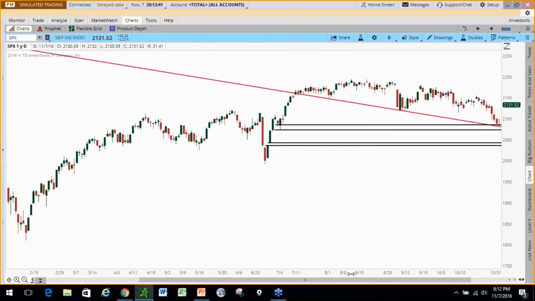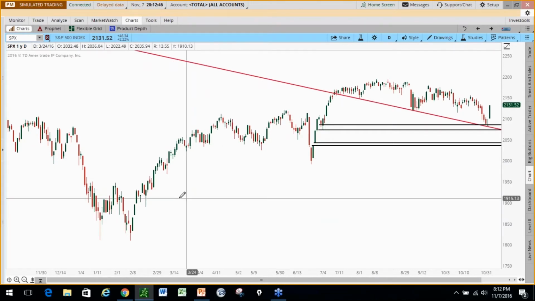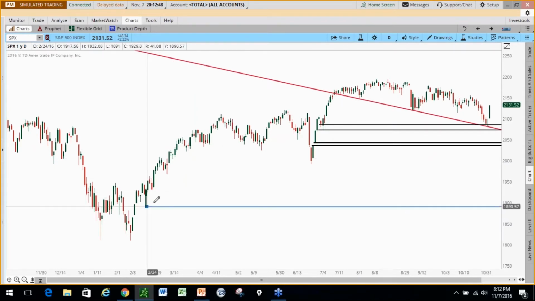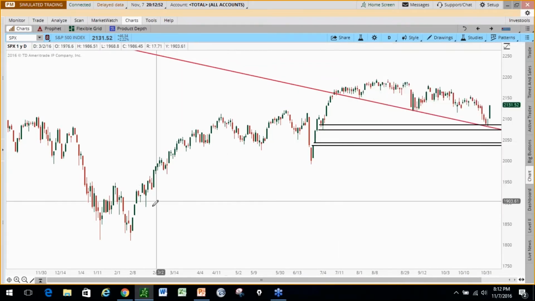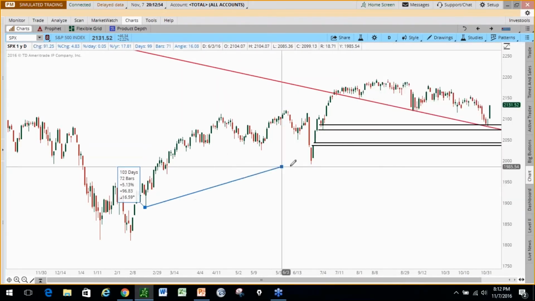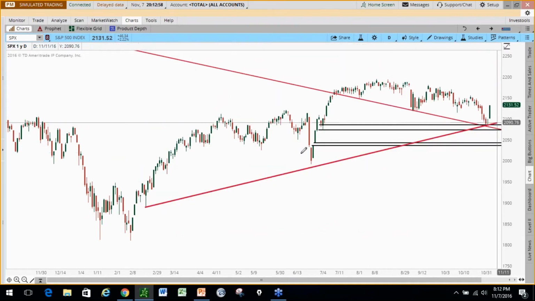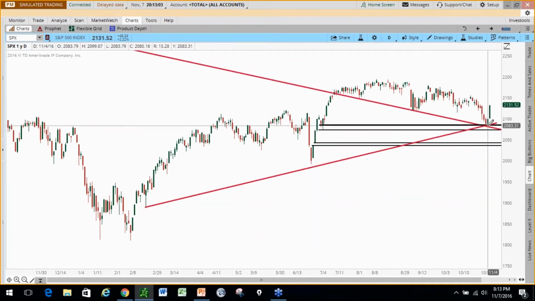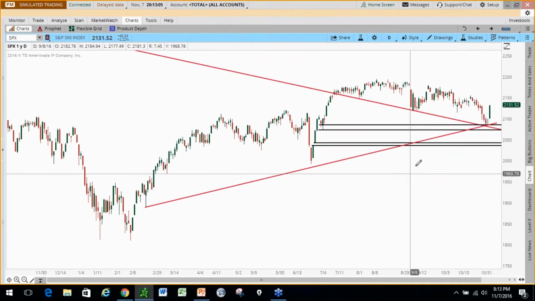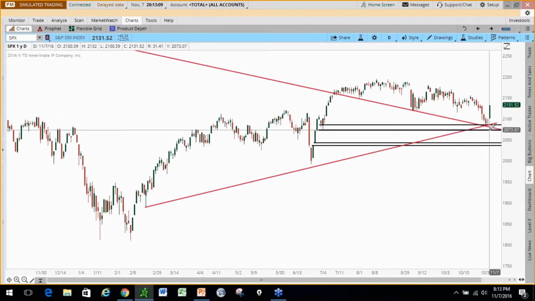Now, if you zoom out into an even bigger time frame, we can take this line right here and do something like this, where now we're looking at this right here, and then the market coming down to this area right here. So we have a confluence of reversal support areas.